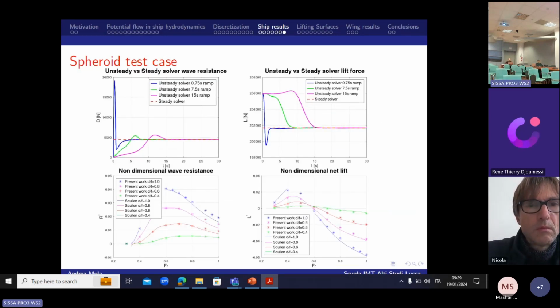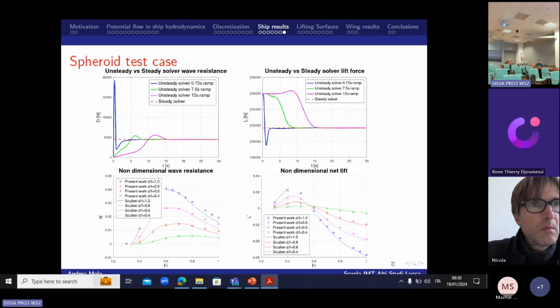Also, when we don't pump waves, but we have the spheroid steadily advancing in calm water, as you can see, we can start with different ramps of velocity, but we always end up on the same solution, which is the steady solution that we compute. The steady solution is obtained with the same residual of the unsteady, just by imposing that velocities are null. So we have been successful in that regard.